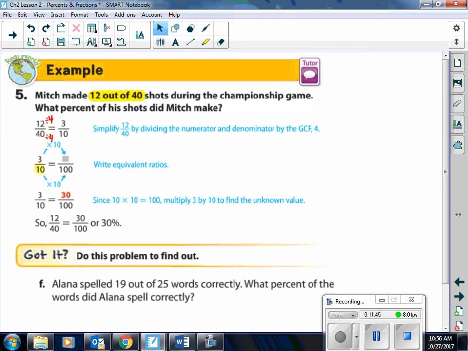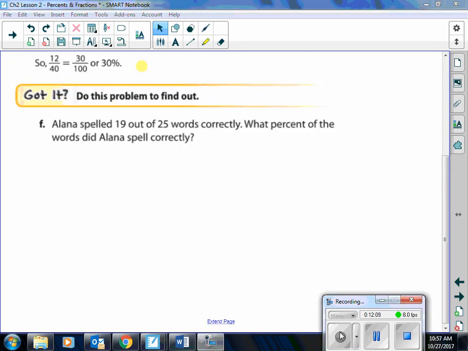So now, with the 3/10, can I make that 10 into 100? Yes, just by multiplying times 10. So we multiply the denominator by 10 to get 100, which means that we have to multiply 3 times 10 to get 30. So our fraction is 30 over 100, which is 30%. Is everybody clear?